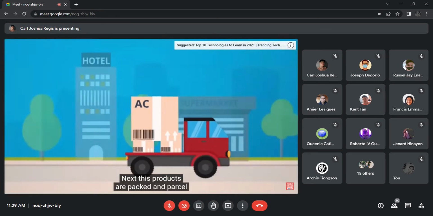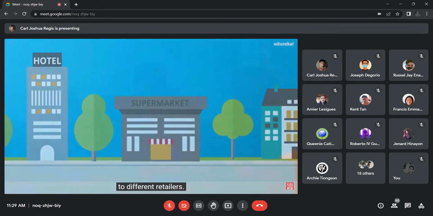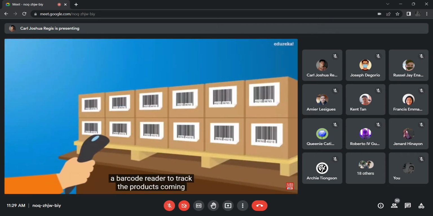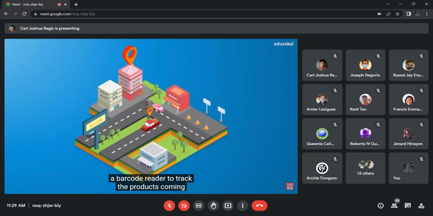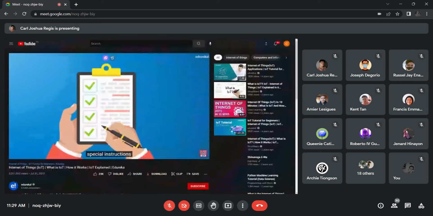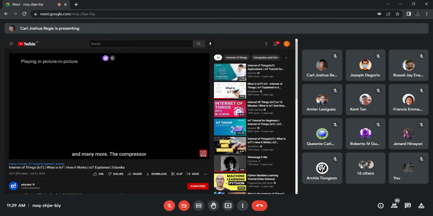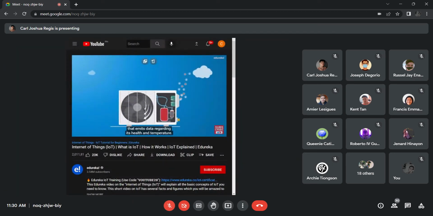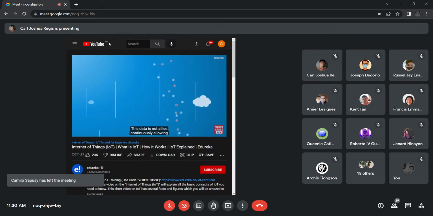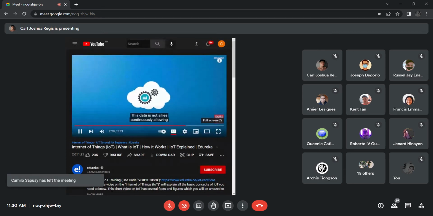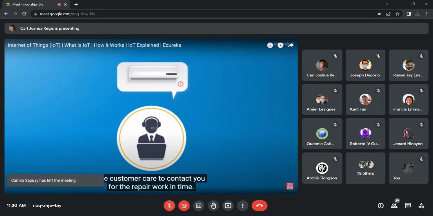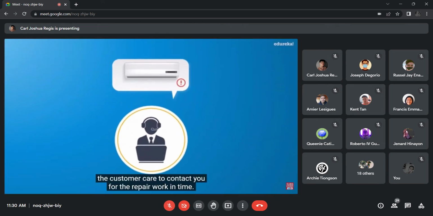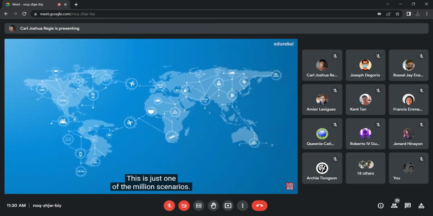Next, these products are packed and parceled to different retailers. Each retailer has a barcode reader to track the products coming from different manufacturers, manage inventory, check special instructions, and many more. The compressor of the air conditioner has an embedded sensor that emits data regarding its health and temperature. This data is analyzed continuously, allowing the customer care to contact you for the repair work in time. This is just one of the million scenarios.